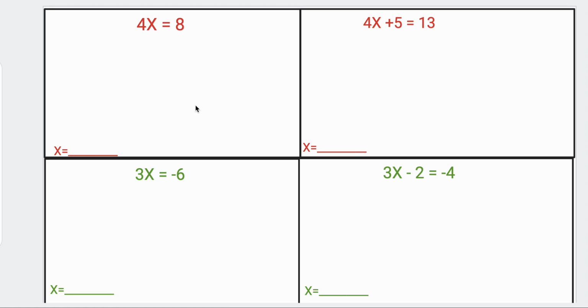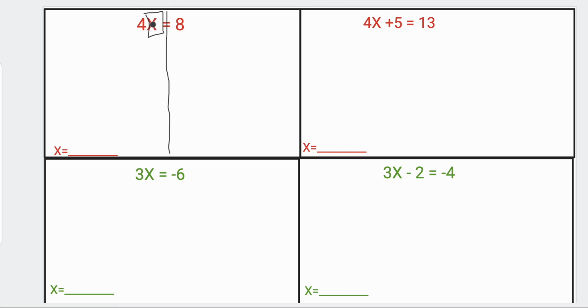We're doing 1 and 2-step equations. First thing we want to do is draw the line in the middle. So on this side of the equal sign, we have 4x. On this side, we have 8. We would like to isolate this x.